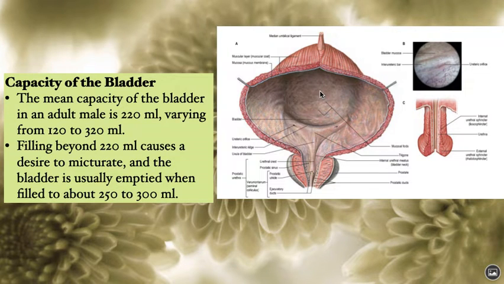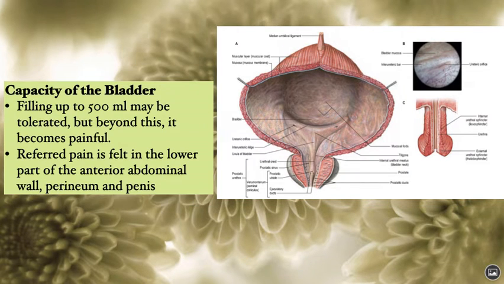Now, the mean capacity of the bladder in an adult male is 220 ml, varying from 120 to 320 ml. Filling beyond 220 ml causes the desire to micturate, and the bladder is emptied out when it is filled by 250 to 300 ml. Filling up to about 500 ml may be tolerated, but beyond this, it becomes painful. The referred pain is felt in the lower part of the anterior abdominal wall, perineum, and the penis.